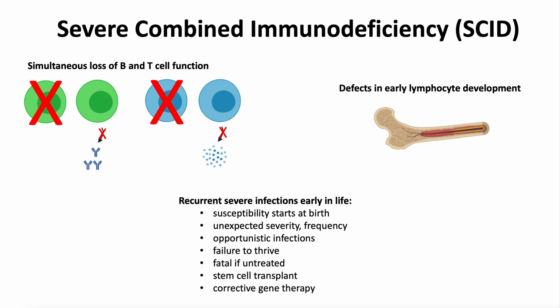And there are a number of features that are kind of tells as far as when you might be seeing a SCID case. One is that there's recurrent severe infections, and that starts right at birth. These infections have unexpected severity and frequency. There can be opportunistic infections involved, and infants with SCID often have a failure to thrive, and this is a fatal condition if untreated. Stem cell transplants are an option to treat individuals with SCID, and there are experimental approaches these days using lentiviral and retroviral vectors to promote corrective gene therapy.